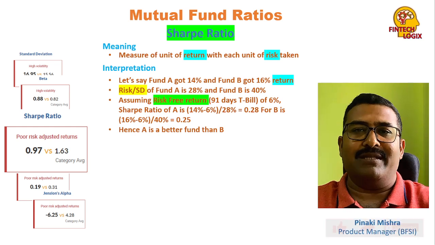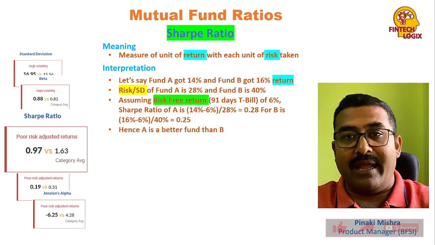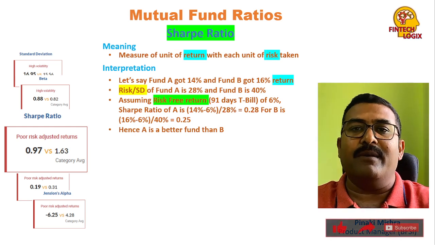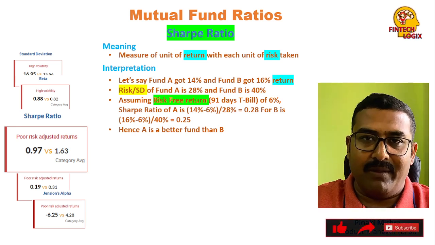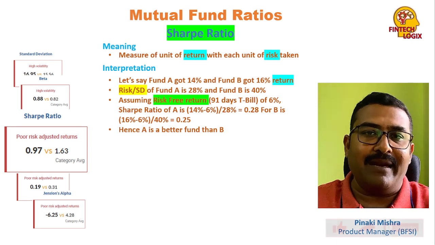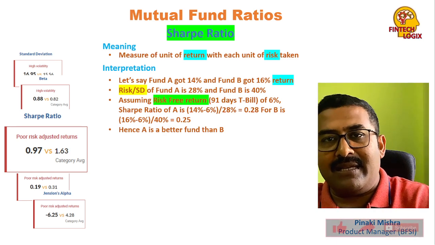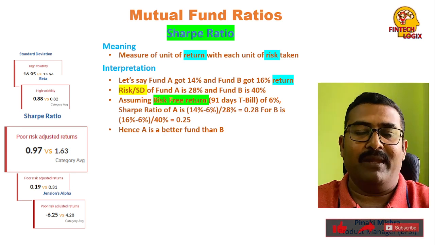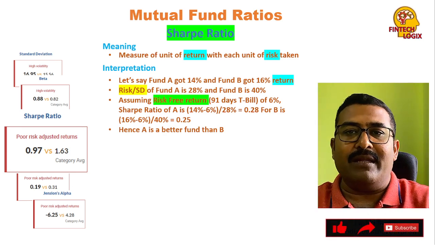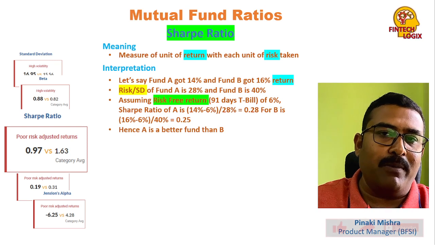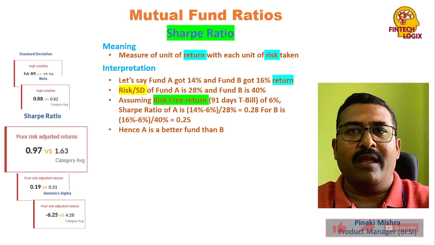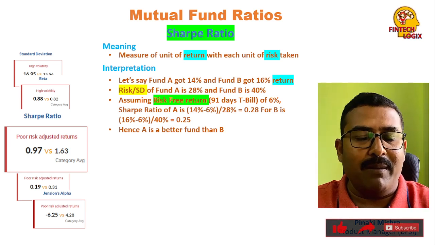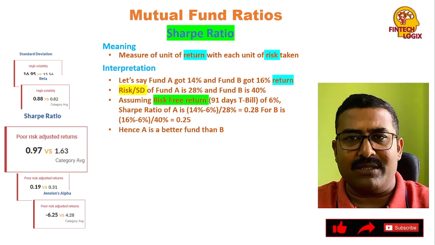Now we can say that fund A is better than fund B in terms of risk-return trade-off, because we have taken lesser risk to make that amount of return comparatively. So that is what decides. If you had looked at just the return, you would probably have gone by fund B, because that is giving a better return, 16%.